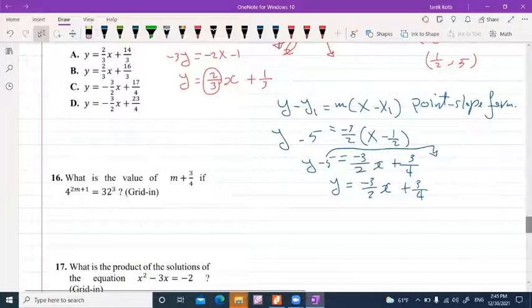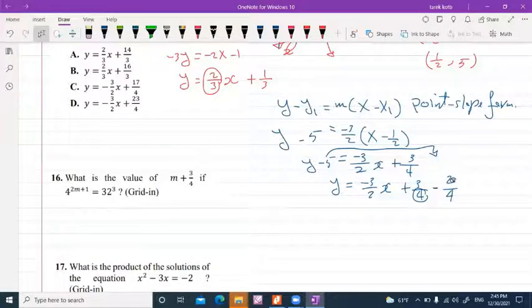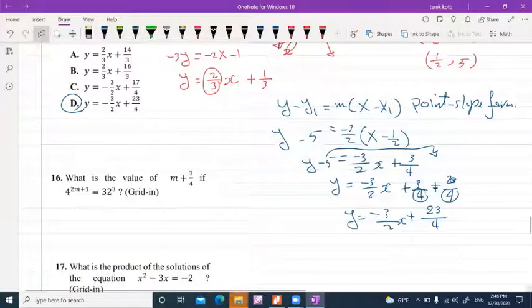If you take the 5 to the other side here, I want to get it in the form of something over 4. So it will be 20 over 4. The 5 is 20 over 4. Why? To keep a common denominator. So 3 plus 20, it will be 23 over 4. This is the equation of the line, 23 over 4, and this is the answer.